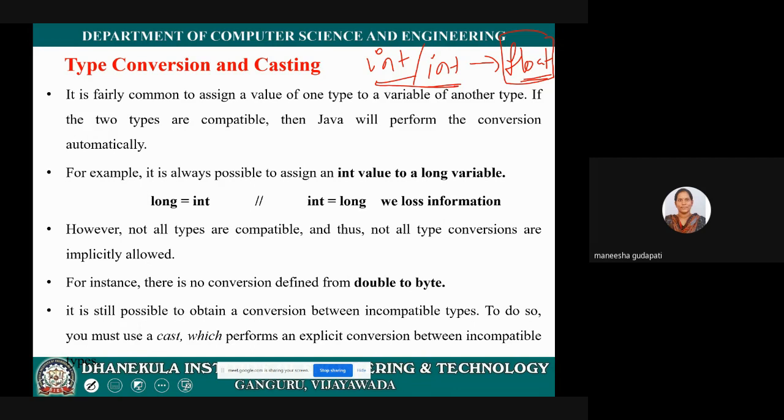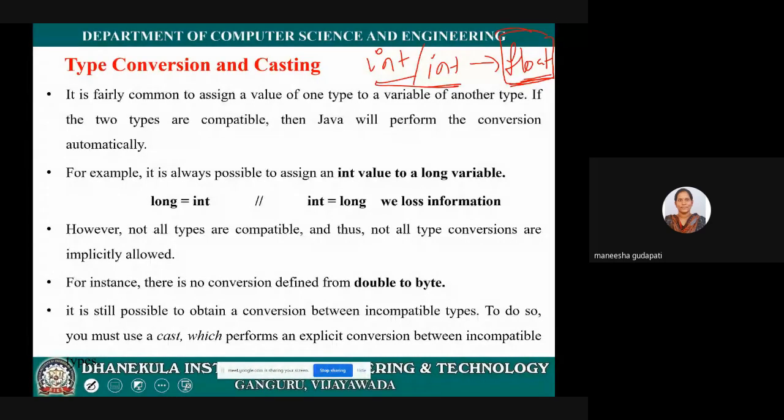If I divide two integers, what will be the output? The output type is also integer type. If I divide two integers, what will be the type? The return type will be integer itself. But what I want is a return type as float. How can I get that return type as float?